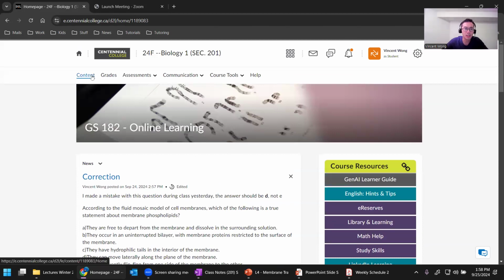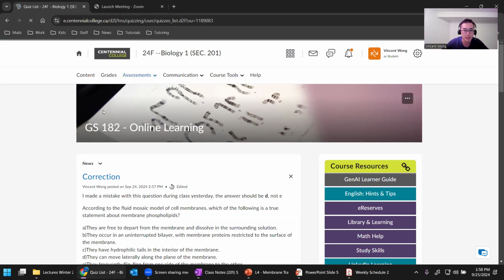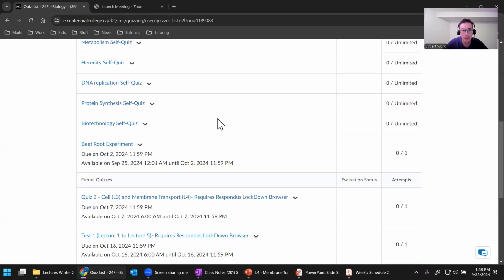What you want to do is access the lab, and I will post the link for you probably later today or tomorrow. But the lab is actually done as a quiz. It's not like an actual quiz where you have to lock down the browser and everything. It's just that if I do it in a quiz format, it's easier for me to mark. So if you go to the quizzes, you will see the beetroot experiment. It's available to you right now, and it's going to be available until October 2nd, which is the due date. You can hand it in anytime between now and then.